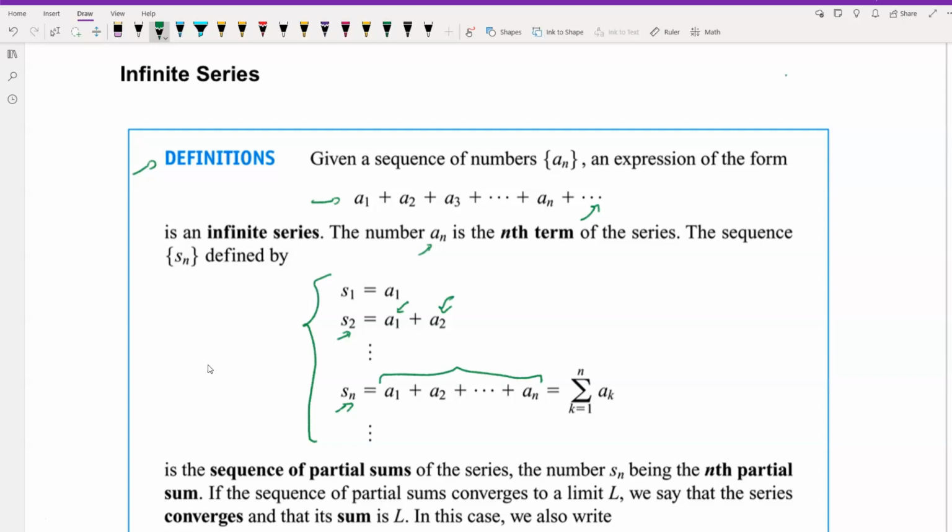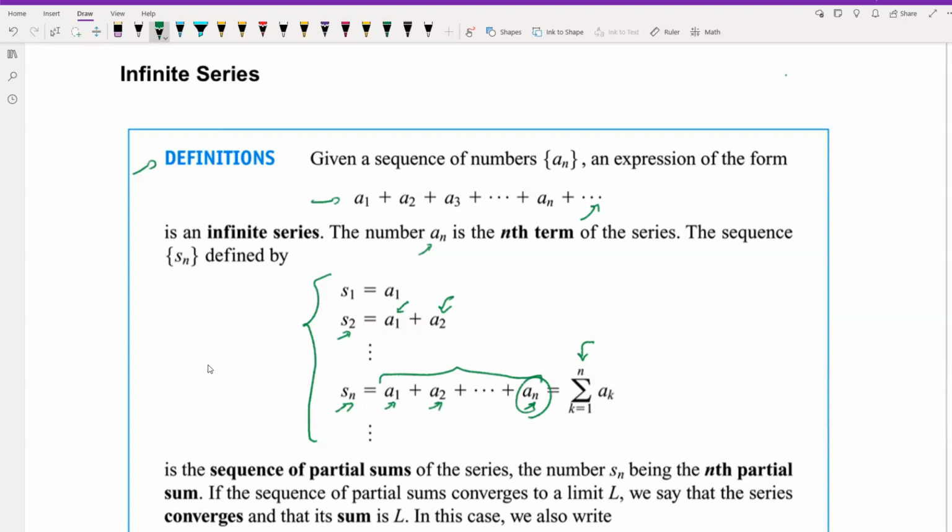Adding all these, that is equal to the sum, this sign is for sum, from k equal to 1, k equal to 2, up to k equal to n. So we have the sum of a sub k, k from 1 to n. That is the sequence of partial sums of the series, the number s sub n being the nth partial sum.